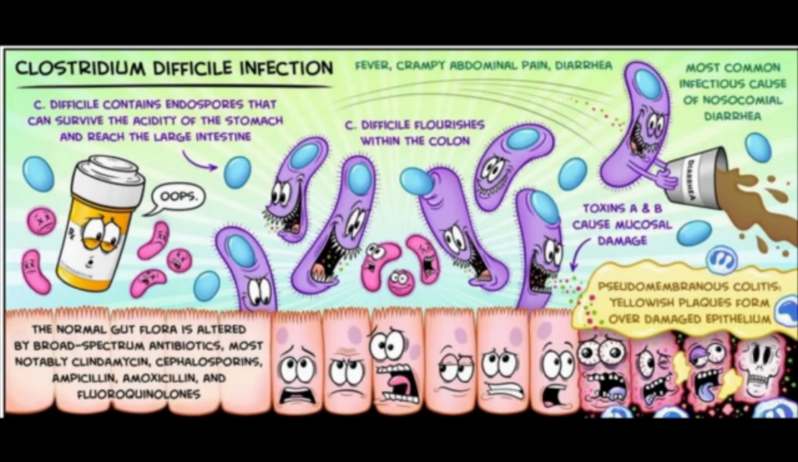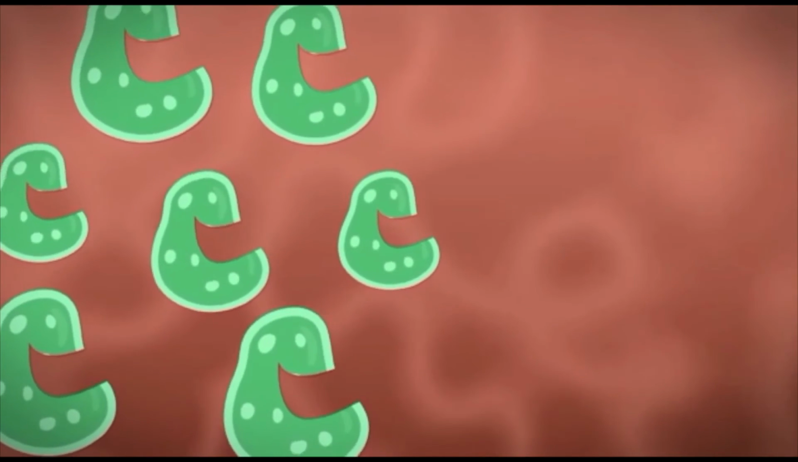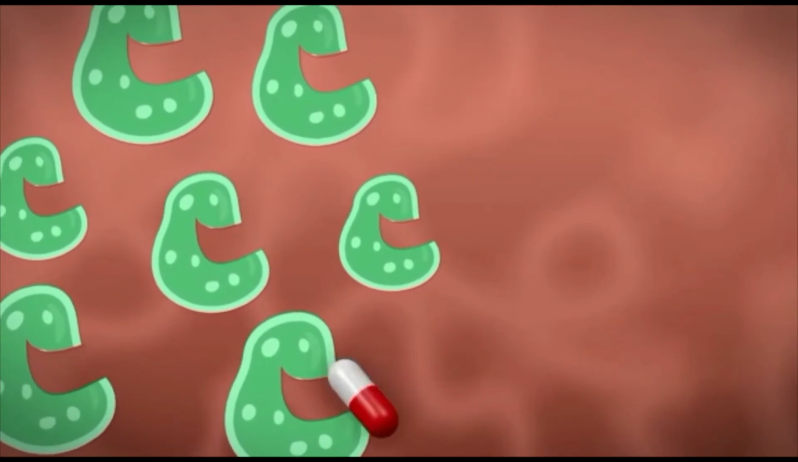Once Clostridium difficile infects the intestine, the normal gut flora is altered by overusage of antibiotics like clindamycin, cephalosporins, ampicillins, amoxicillins, etc. These Clostridium secrete toxins A and B that cause mucosal damage and damage the epithelium, which leads to the lethal diarrhea. Any strain of microorganisms can become a superbug on overusage of antibiotics.